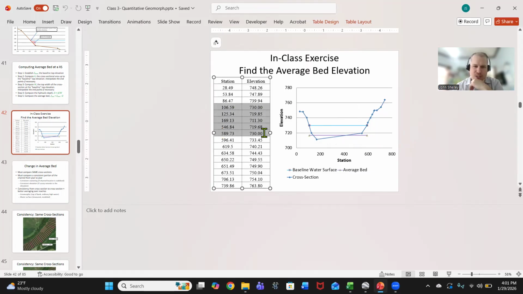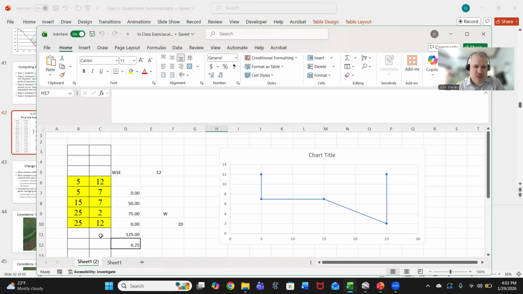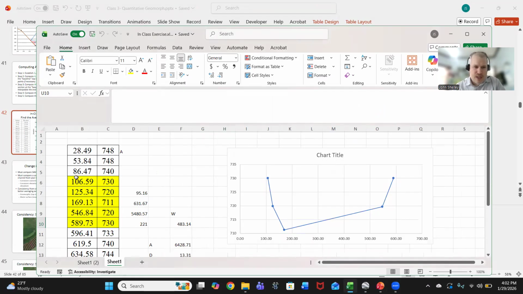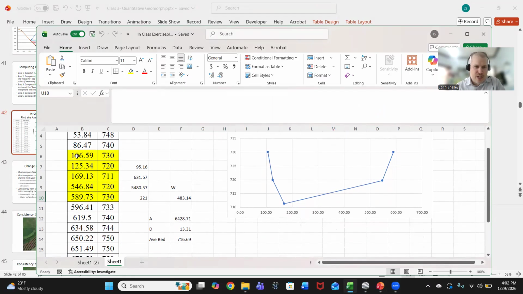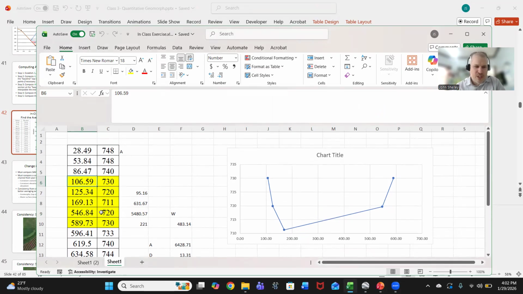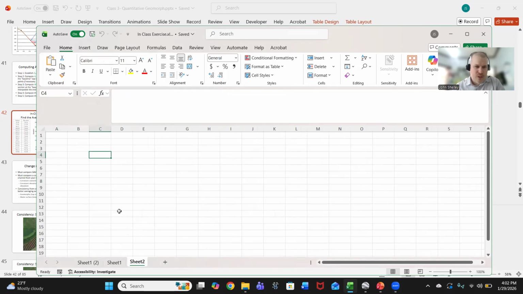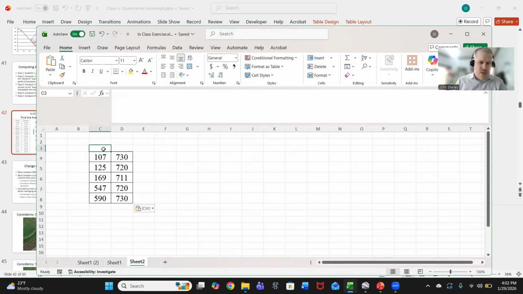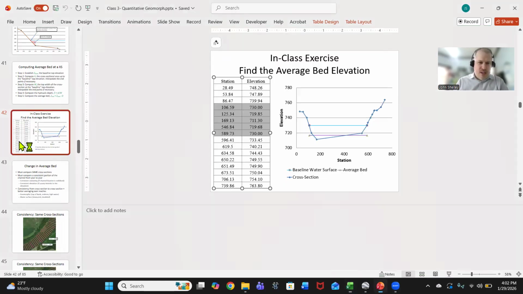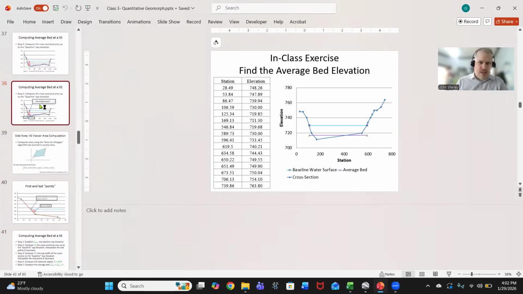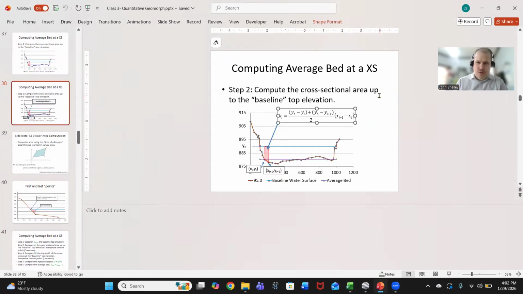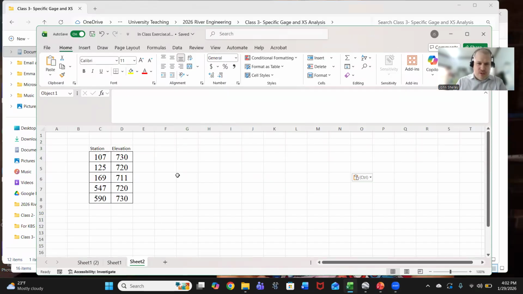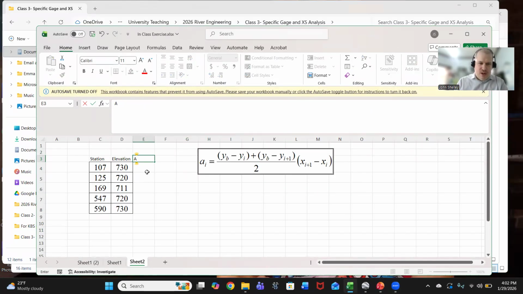And so I'm just going to copy that information here, and so let's see, in class exercise. Oh, looks like I've already done it. That's great. So information here up to 730. Well, I'm going to do it again for you so you can see. All right. So here we have station. Here we have the elevation, and the equation is this one here. So I'll just paste it over here so I can look at it. And so here is the area.